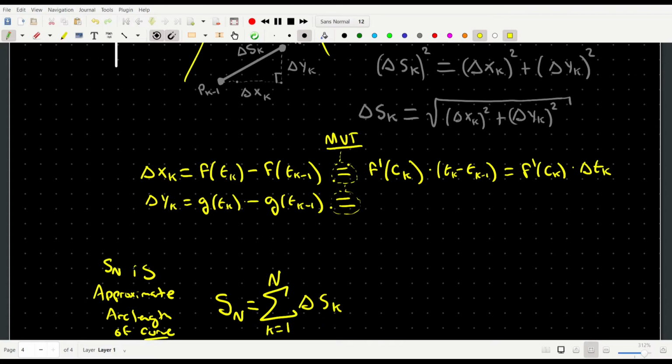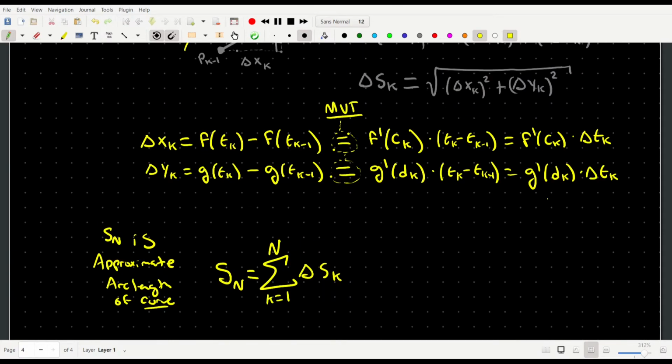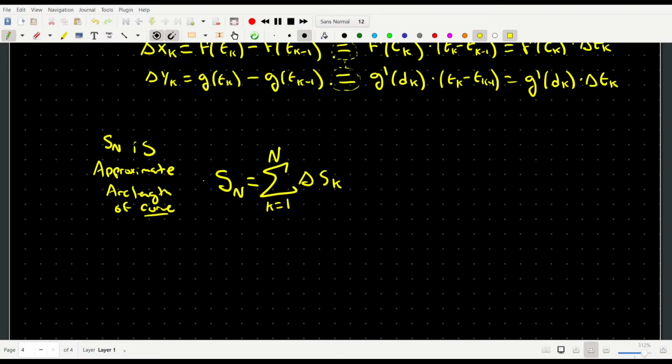We have this exact same result for g on the interval from tk minus 1 to tk. So g of tk minus g of tk minus 1 will be equal to g prime of some dk times tk minus tk minus 1, or g prime of dk times delta tk. And this is really the key to showing the limit of this as n goes to infinity.